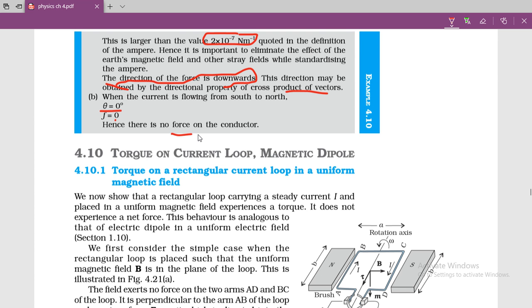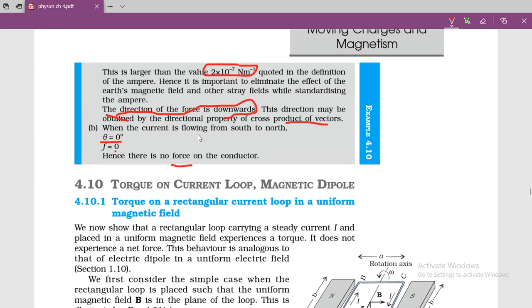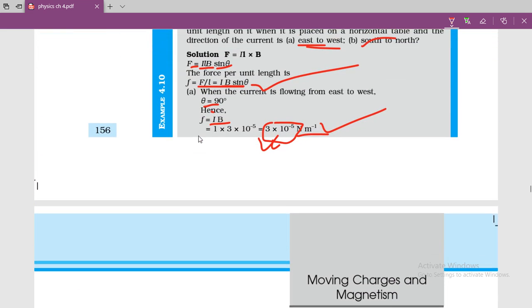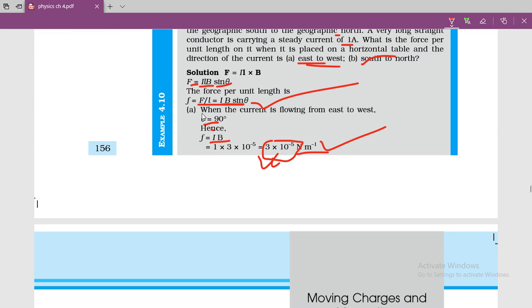In part A you can see the angle between the direction of the conductor and the magnetic field is 90 degree. This is the case where the force will be maximum on the conductor. Okay, so I hope you understand this question, and you understand the direction of force.